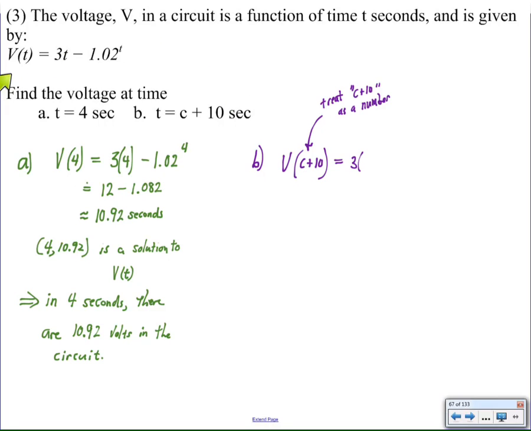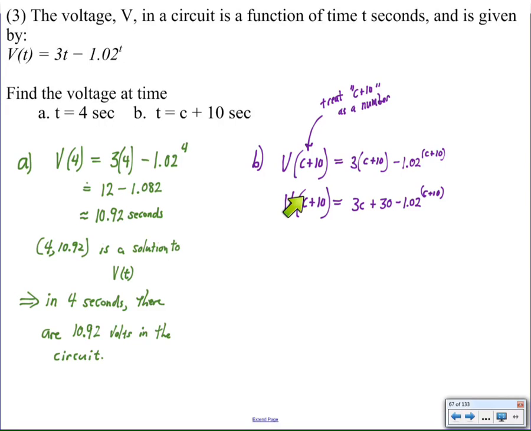So what used to be unknown was time. Time has been substituted in as C plus 10, which means I'm going to have 3 times C plus 10 minus 1.02 to the C plus 10. Now, most people feel like they have to make steps, they have to do some algebra. The only thing I can do is distribute the 3 here. The rest of this is simplified as much as I can get.